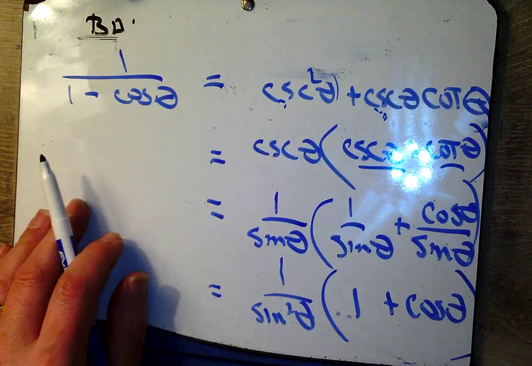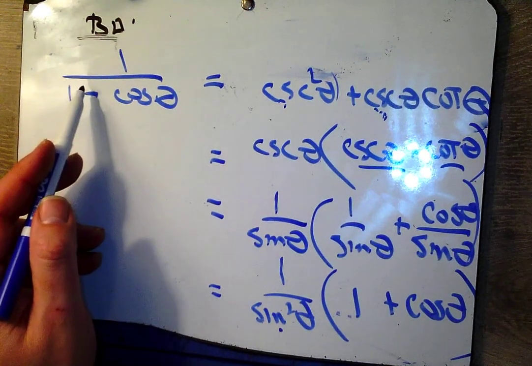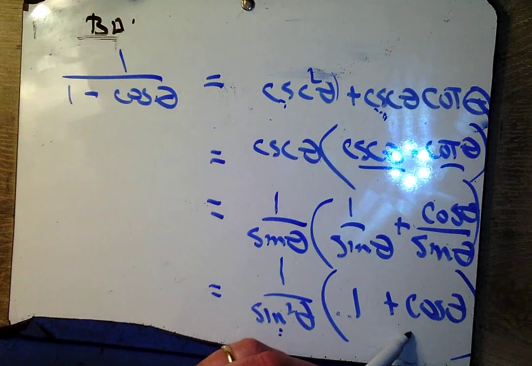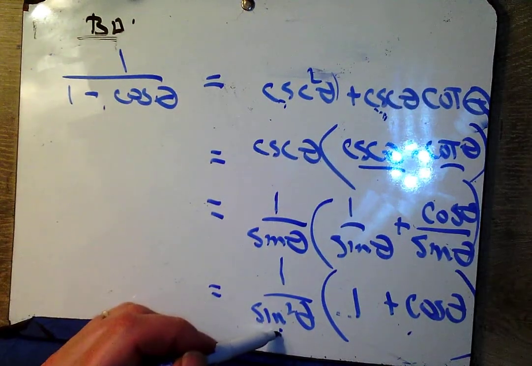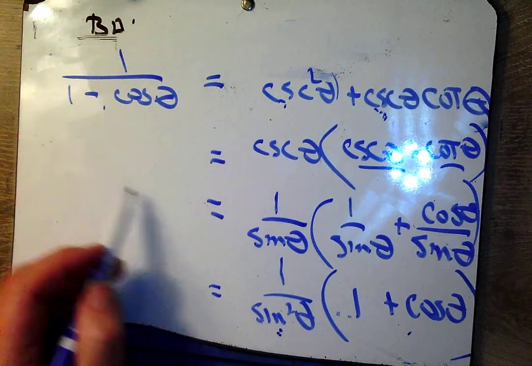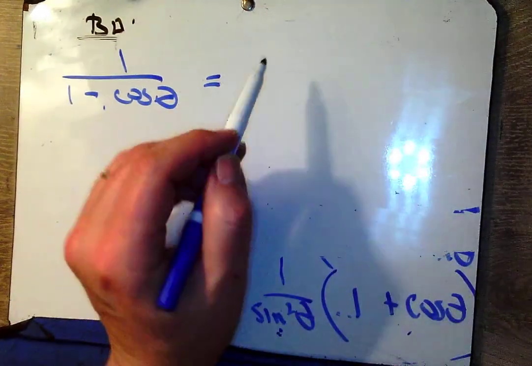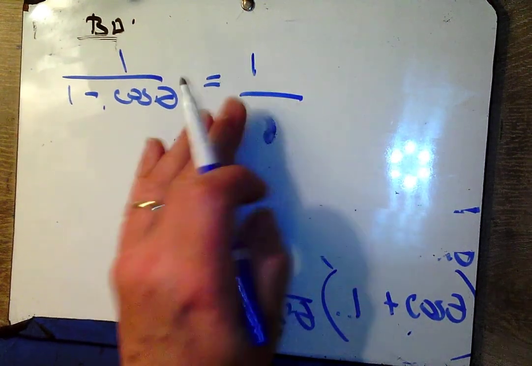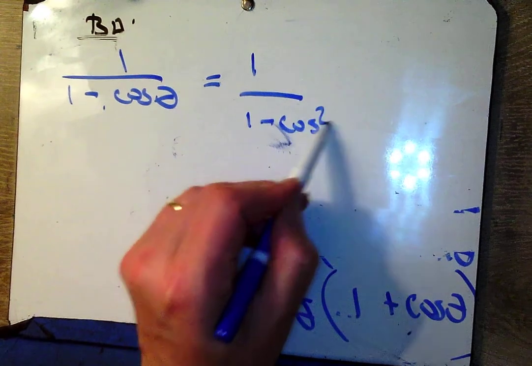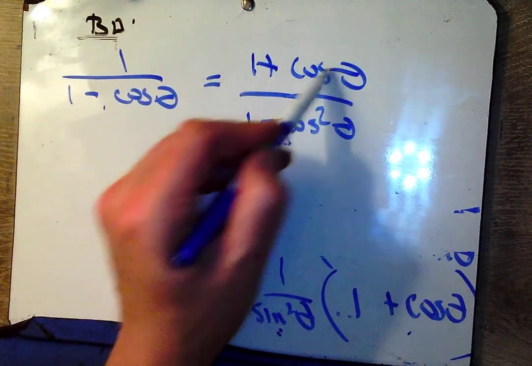Which one do you like better? So some people see the sine squared and they don't see any sine stuff over here. So they think, well, I see some cosine stuff and I see some cosine stuff. Maybe I should turn that into some cosine stuff. And so then they now have 1 over 1 minus cosine squared. And on top, we have that 1 plus cosine theta.